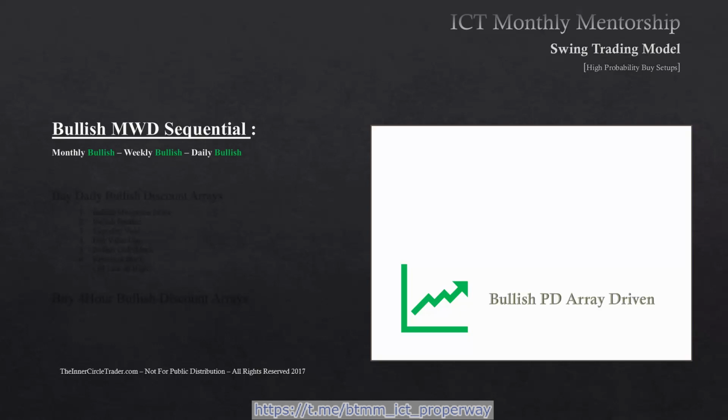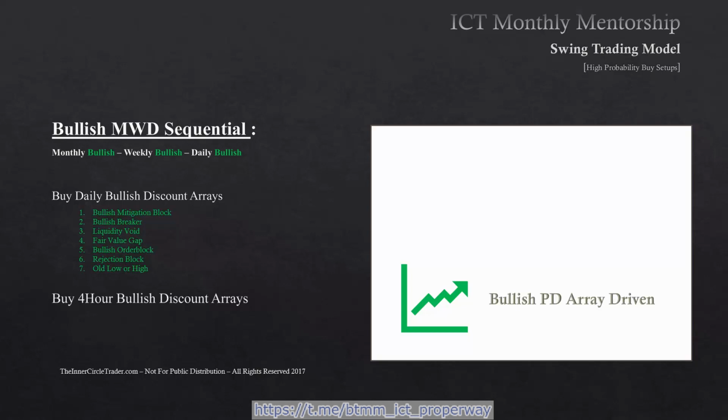Okay, when the monthly is bullish, in other words, we have displacement, price has already moved higher. The weekly has done so as well, and the daily has done so. In other words, you can see displacement or a rally or an impulse swing on all time frames, the monthly, weekly, and daily. This is the procedure you're going to be looking to follow. You're going to buy all daily bullish discount arrays. That is a bullish mitigation block, bullish breaker, liquidity void, fair value gap, bullish order block, rejection block, and/or an old low or high. And you're going to be buying 4-hour bullish discount arrays that are equivalent to those that are listed here.